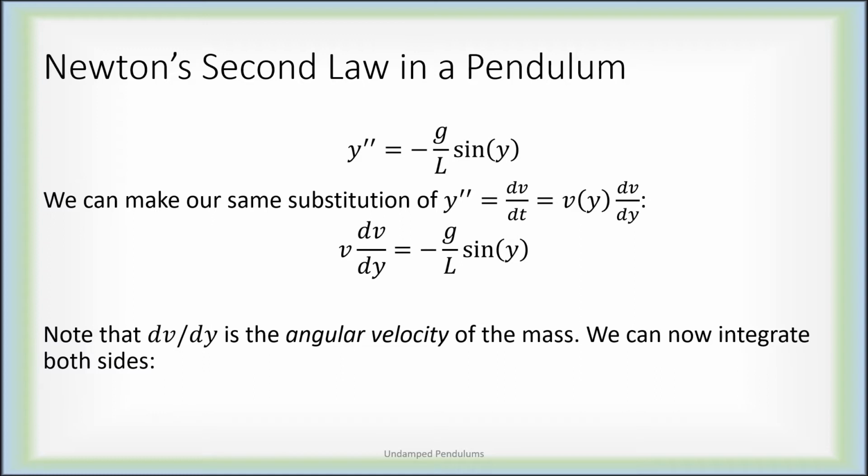We can integrate both sides. Okay, this is separated now. On the left, I can call this v dv, and on the right, negative g over L times the sine of y dy. So we just get v squared over 2 equals g over L times the cosine of y plus some constant of integration.